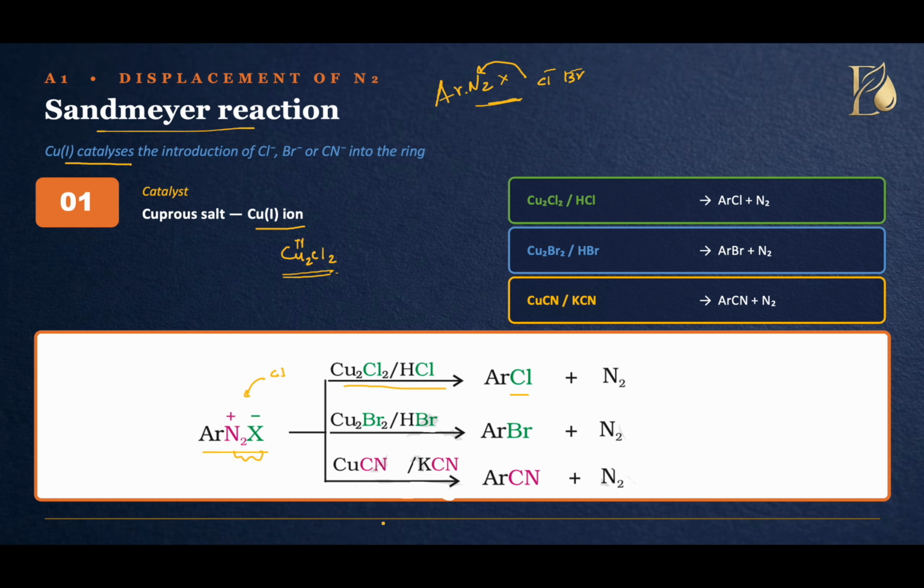This reaction is extremely useful because it allows us to introduce functional groups that are otherwise difficult to add directly into the aromatic ring. So using cuprous chloride and HCl, we can get aromatic compounds where chlorine is attached. Using cuprous bromide and HBr, we can introduce bromine to the aromatic ring. Using cuprous cyanide or potassium cyanide, we can introduce cyanide to the ring. This type of reaction is called Sandmeyer's reaction.